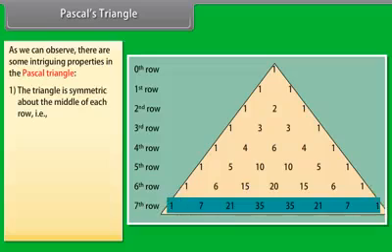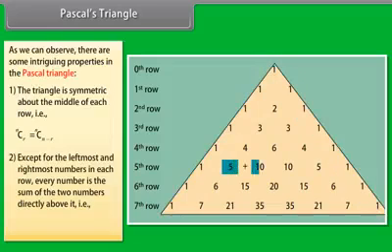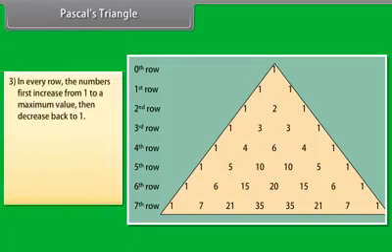As we can observe, there are some intriguing properties in Pascal's triangle. The triangle is symmetric about the middle of each row. That is, nCr is equal to nC(n − r). Except for the leftmost and rightmost numbers in each row, every number is the sum of the two numbers directly above it. That is, nCr is equal to (n − 1)C(r − 1) + (n − 1)Cr.